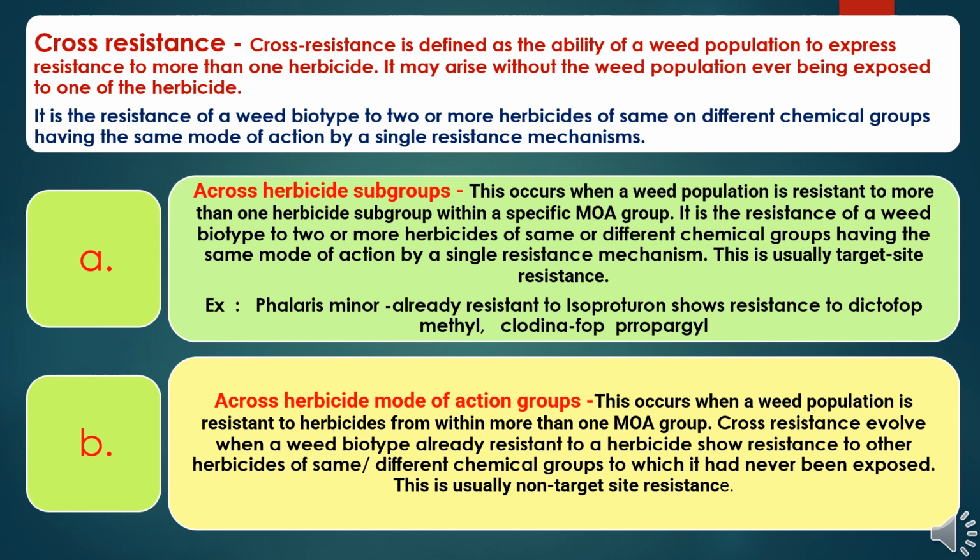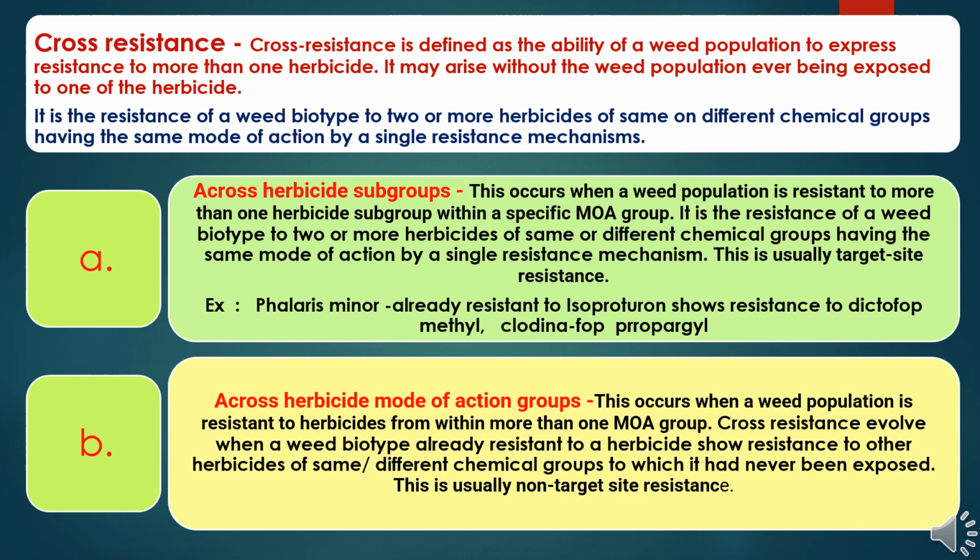This occurs when a weed population is resistant to more than one herbicide subgroup within a specific mode of action group. It is the resistance of a weed biotype to two or more herbicides of the same or different chemical groups having the same mode of action by a single resistance mechanism. This is usually target site resistance. Phalaris minor is an example of this category, where Phalaris minor is resistant to isoproturon.